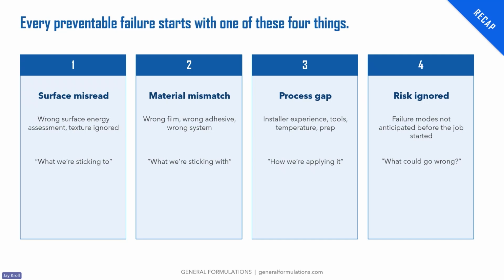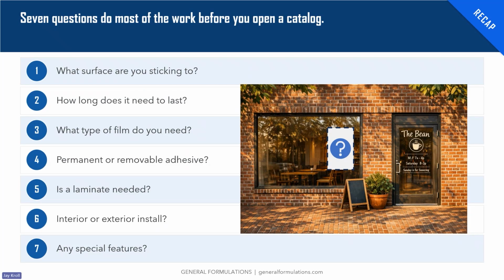So we take a beat and we ask, what am I sticking to? What am I sticking with? How am I applying it? And what could go wrong? And we do that by going back to our 7 core questions and thoughtfully considering the implications that help better refine and define our solution. So let's go to it.